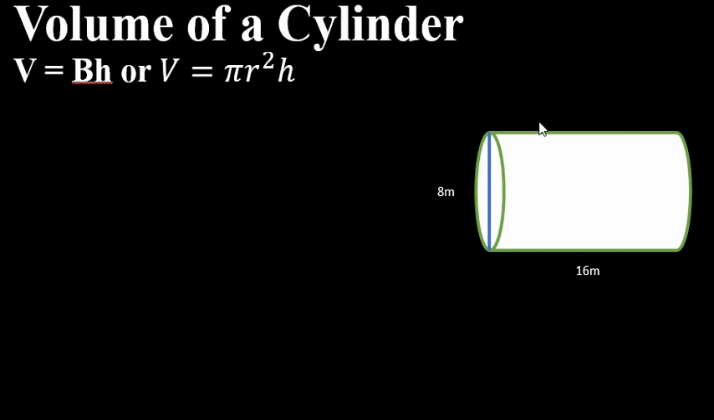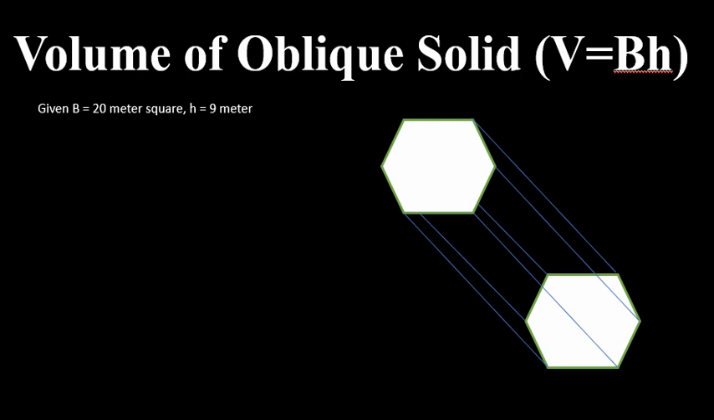Okay, let's look at one more example. Now in this case you have a volume of oblique solid. Now how you will find this one? Okay, so if the base area is same throughout a solid and height is given, then you can easily find the volume of a oblique solid. So again we will use the formula V equal capital B multiply H.